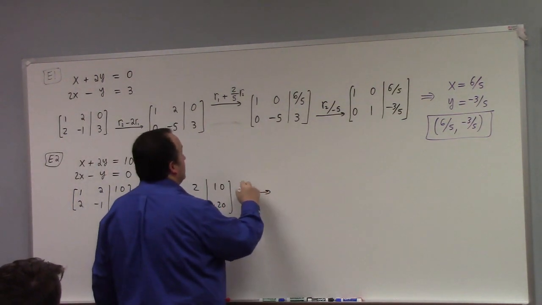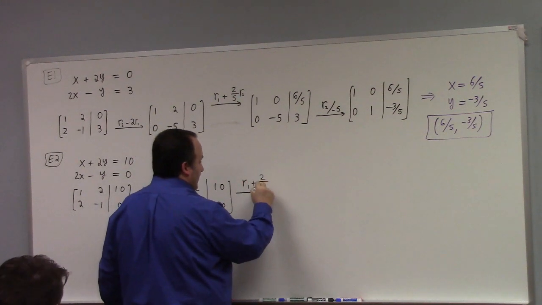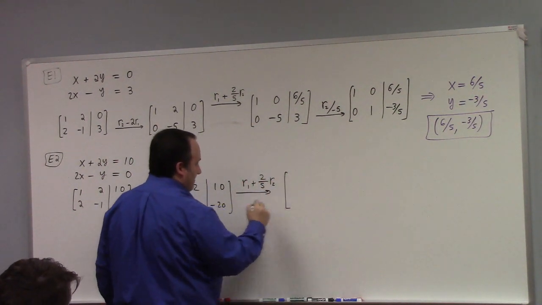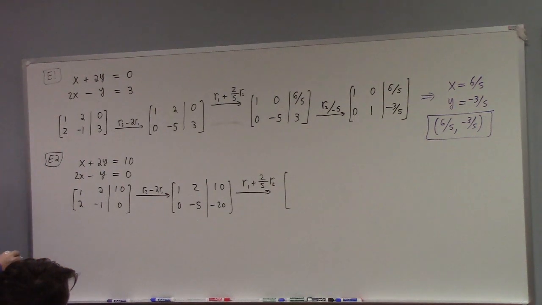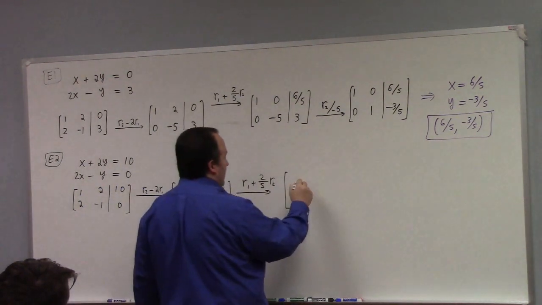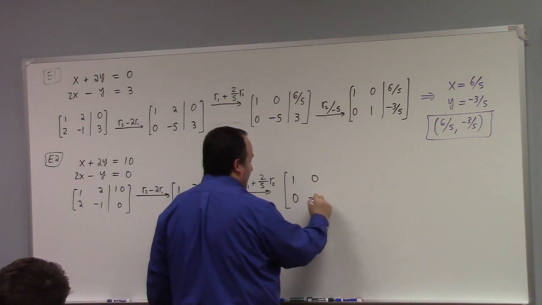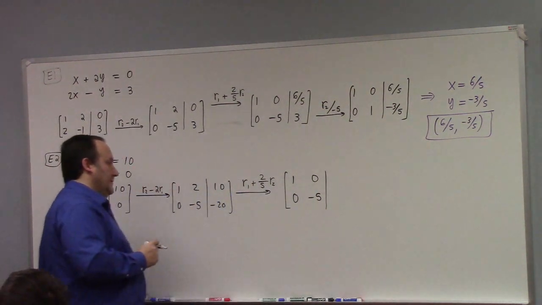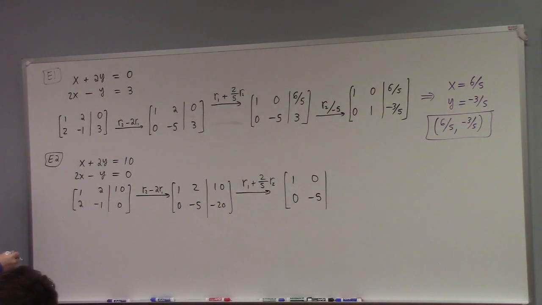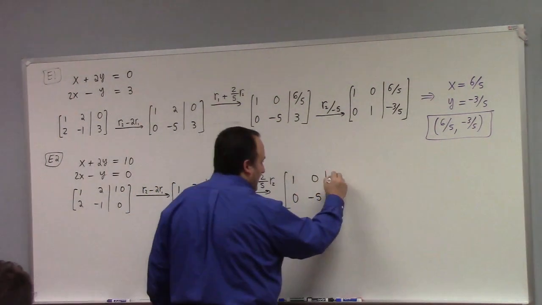Then I'm going to do row 1 plus 2/5 row 2. That's going to give me, the first two columns are going to be 1, 0, 0, minus 5. Let's see here, row 1 plus 2/5. So what is 2/5 of minus 20? It is minus 40 over 5, which is minus 8. 10 minus 8 is 2. Right?